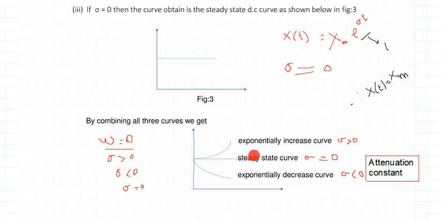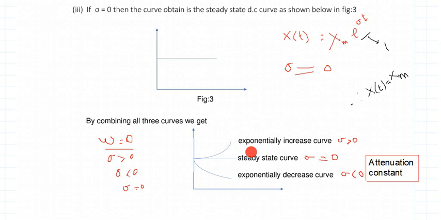So is it not that sigma is controlling the magnitude? Yes, sigma is affecting the magnitude of your signal x(t). And the other name for sigma is the attenuation constant. So when sigma is greater than 0, what is the meaning of this? When sigma is less than or equal to 0, what is the meaning of this? And when sigma is less than 0, what is the meaning of this? It is called the attenuation constant because it controls the attenuation.